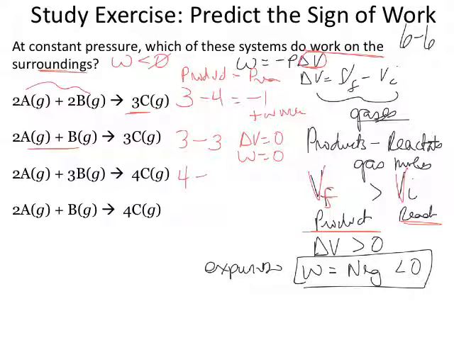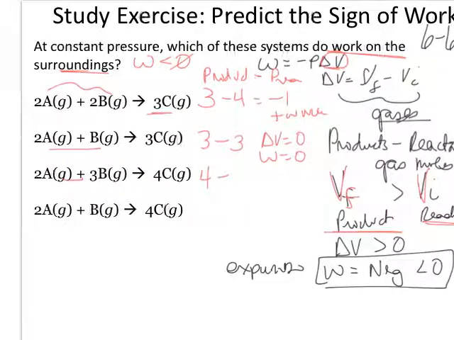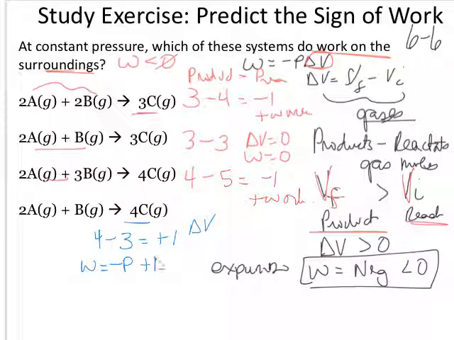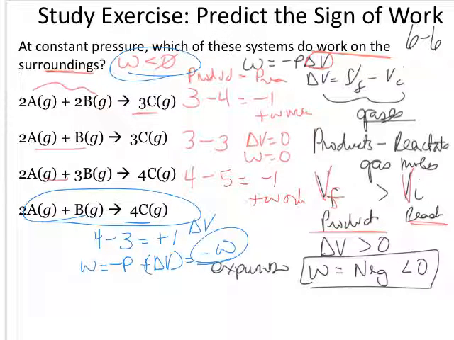Here you have 4 minus, what is that? 3, 4, 5. So 4 minus 5 is a negative 1. So once again, you're going to have a positive work, just like the first example. And the last one, you have 4 minus 3, which is a positive 1. So you have a positive mole of gas in your delta V. That's going to make that term positive. And work equals negative P times a positive delta V is going to give you a negative work. And the negative work is what you need. So the bottom one is the correct answer.